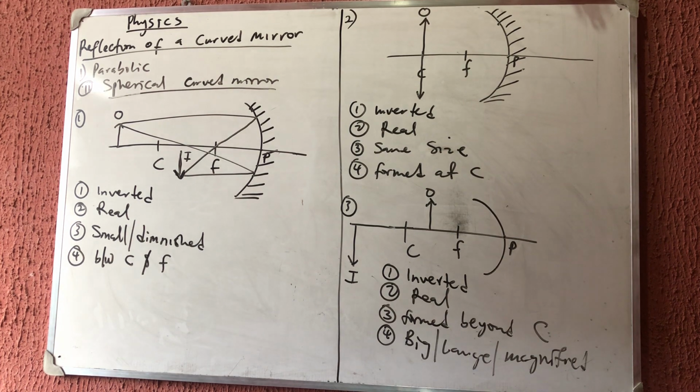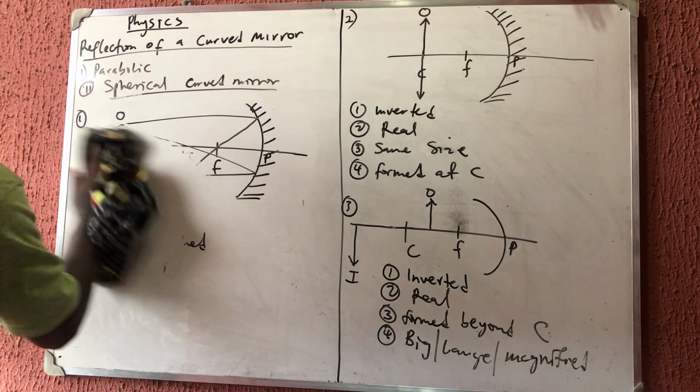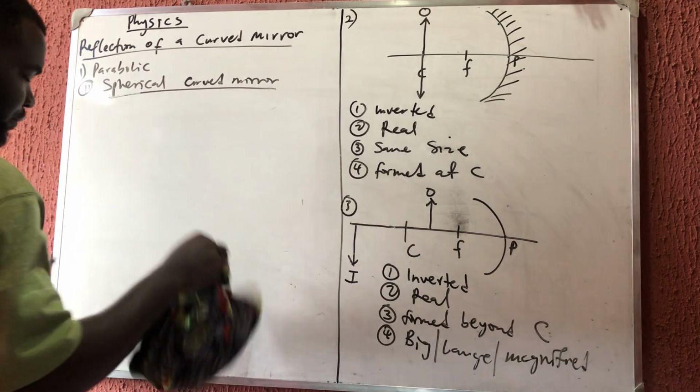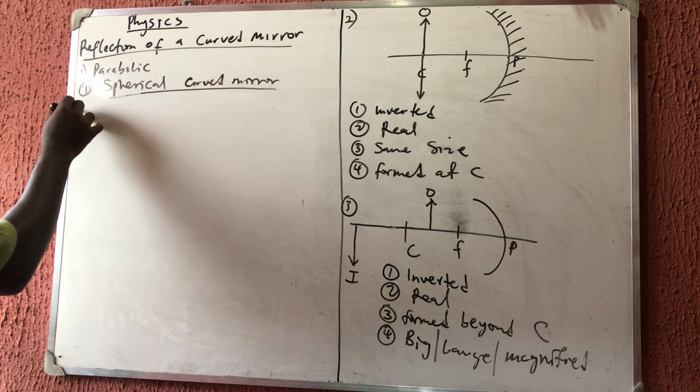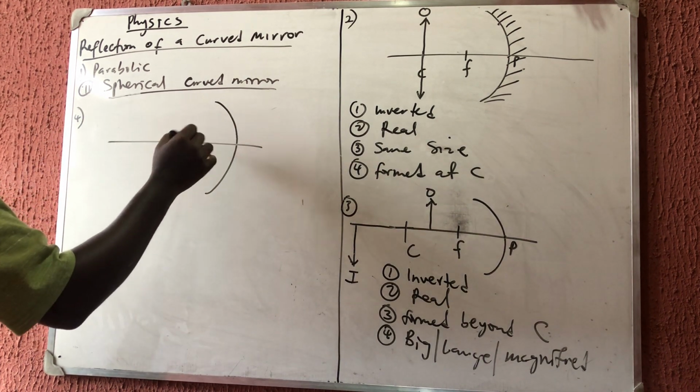Now, the next one we'll talk about is when it is now formed. Let's go a little bit closer. Please, let me clean this. Let's go a little bit closer. If we go a little bit closer, number 4, we go a little bit closer. This is my P.